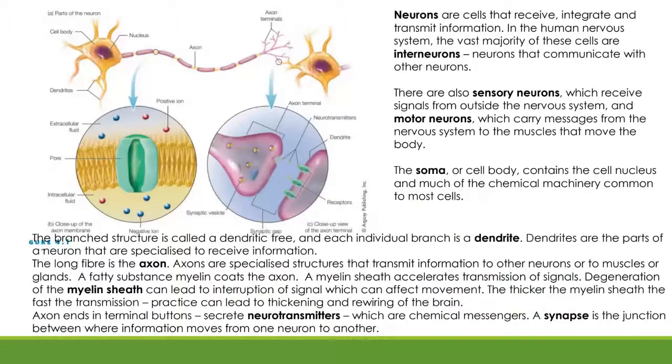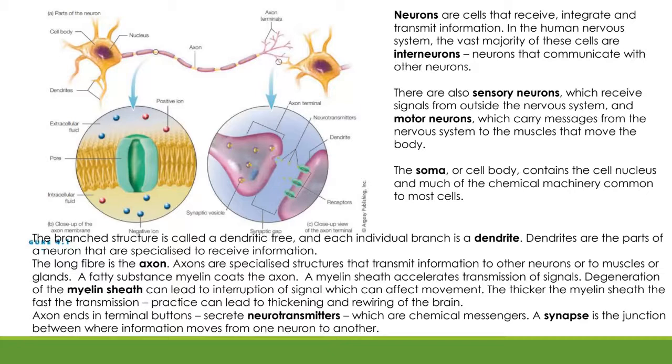All right, so on the left is a picture of a neuron. It starts on the left-hand side with what looks like a bit of a tree branch, right down to the other end. The right-hand side is your axon terminals. So that picture at the top is what a neuron looks like from the outside. Neurons are cells that receive and integrate and transmit information. In the human nervous system, the vast majority of these are interneurons, which communicate with other neurons.